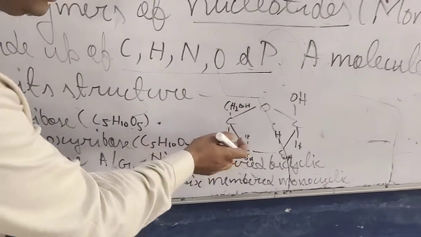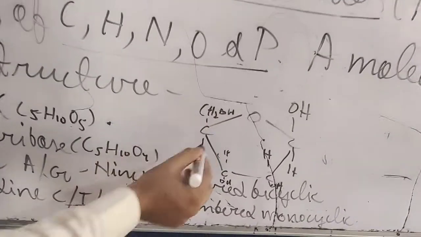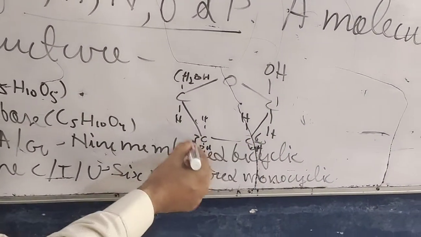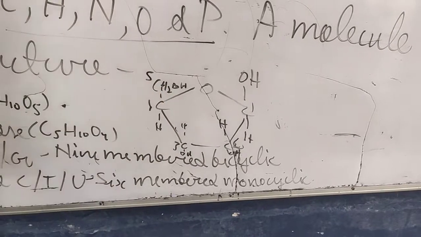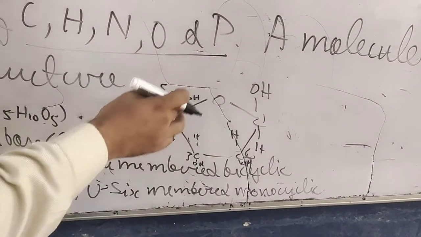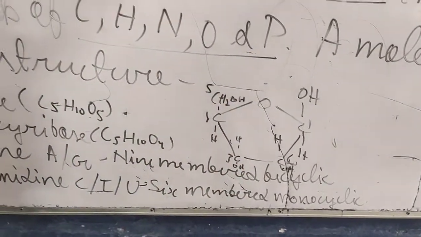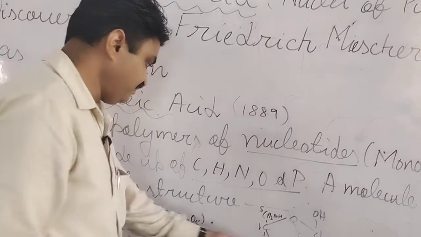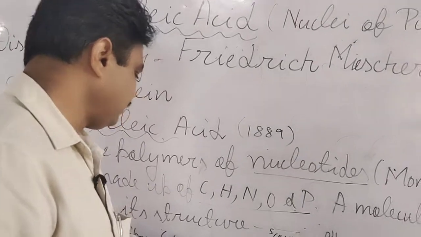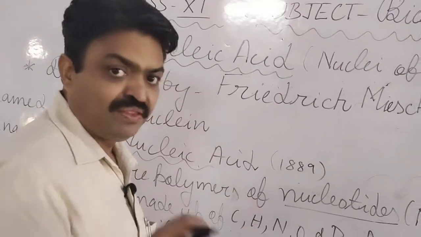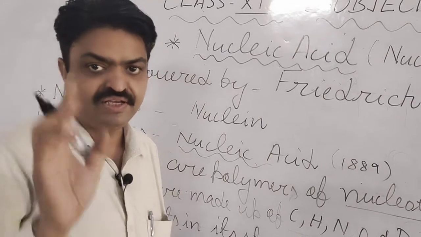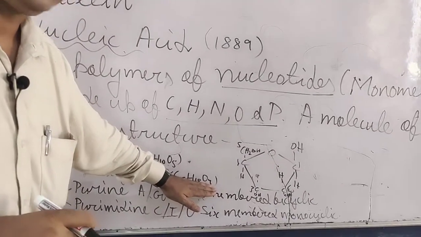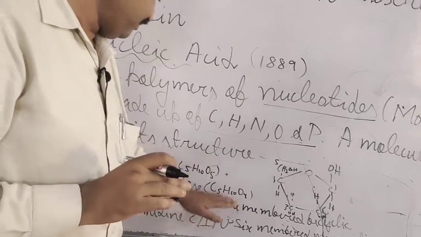The chemical structure contains 5 carbons, 1, 2, 3, 4 and 5, and these 5 carbons are arranged in a pentagon. In the ribose there are 5 oxygen atoms, but in the deoxyribose, 4 oxygen atoms are found, student.